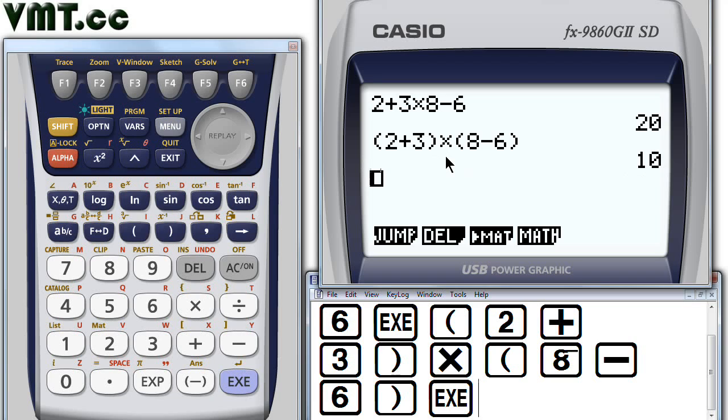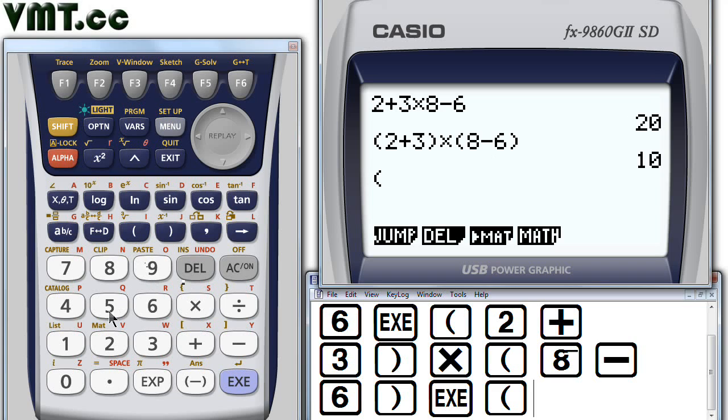I do want to point out 2 things. First, you don't need to type in this multiplication symbol. The calculator understands implied multiplication. Also, if the very last thing you need to do is to type in a close parenthesis, you can leave it out. Let me show you.